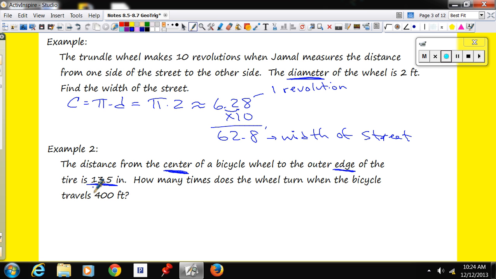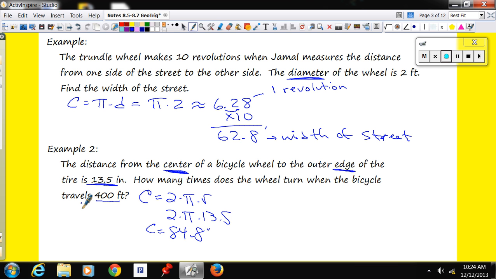So again, we're talking about circumference. It's turning. So how many times does the wheel turn to go 400 feet? So we know circumference, and this time I'm going to use 2 times pi times radius, because they gave me radius in the problem. So it's going to be 2 times pi times 13.5. I'm going to get my calculator out, and I'm going to multiply those three together. 2 times pi times 13.5. You get 84.8. Circumference is 84.8 inches.